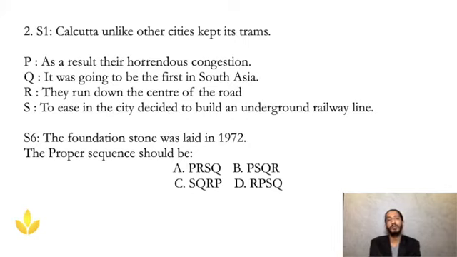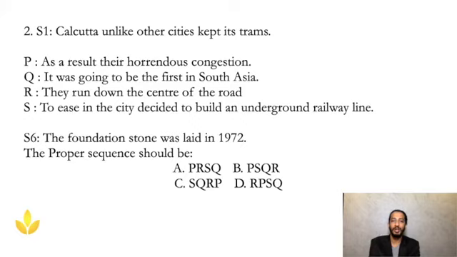So here in the sentence we have come to know that Calcutta, unlike other cities, kept its trams. That means trams are already existent. So it was going to be the first in South Asia would not make sense right next to it. So we'll see the third option, that is, they run down the center of the road. What runs down the center of the road? Of course, it's the trams. So R is supporting this. So let us see which options have R as one of their starting points. And that's option D here.